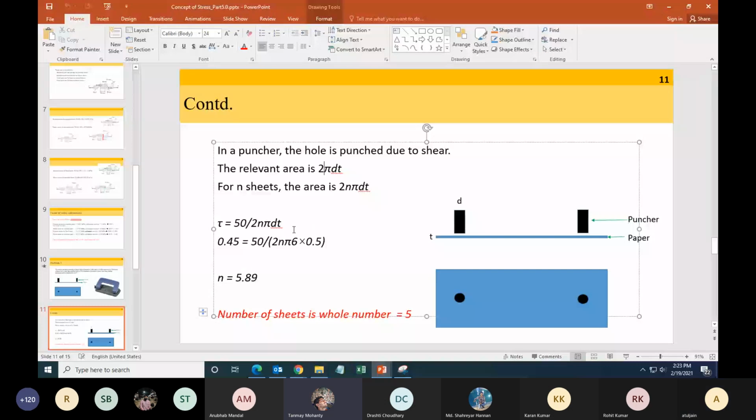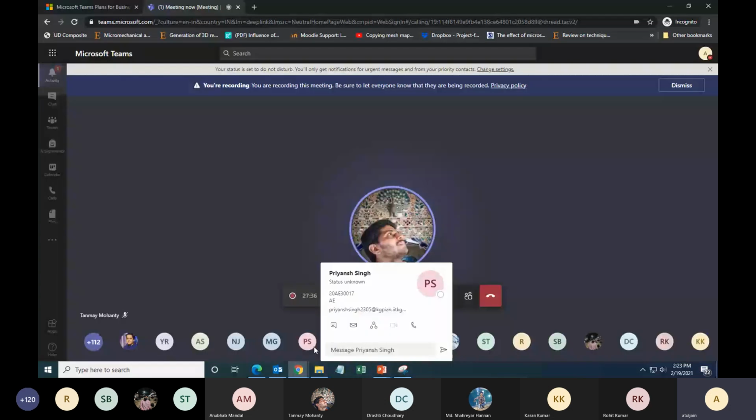Right. Okay. Sorry for the typo. I just noticed. It should have been this. This bracket was missing. Sorry. Yes, sir. Thank you, sir. Okay, good. Anything else?